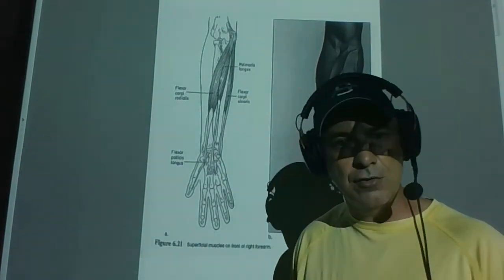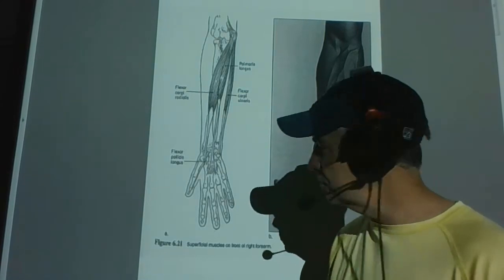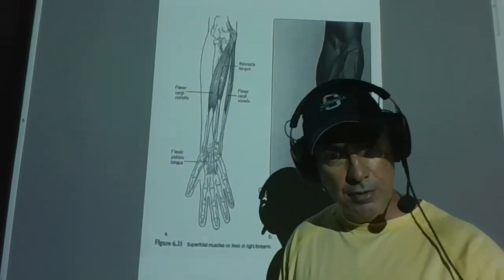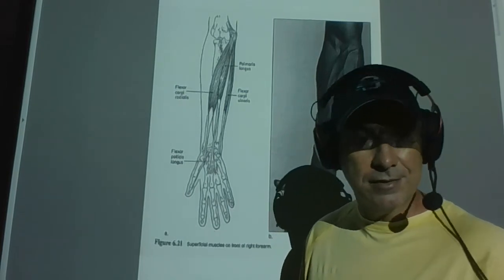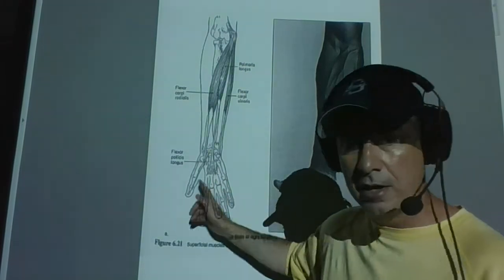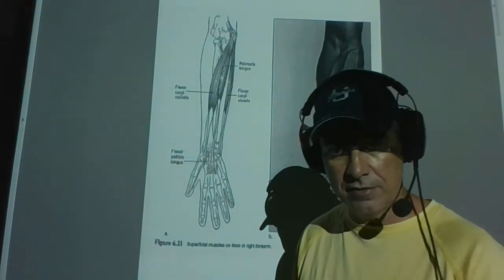If you're dead, if you're a cadaver, it's pulling in the direction of wrist flexion. If it's working concentrically, pulling in the direction of wrist flexion. Eccentrically, pulling in the direction of wrist flexion. Isometrically, pulling in the direction of wrist flexion. You get the picture. It's a wrist flexor because of how it crosses. It crosses in the front.